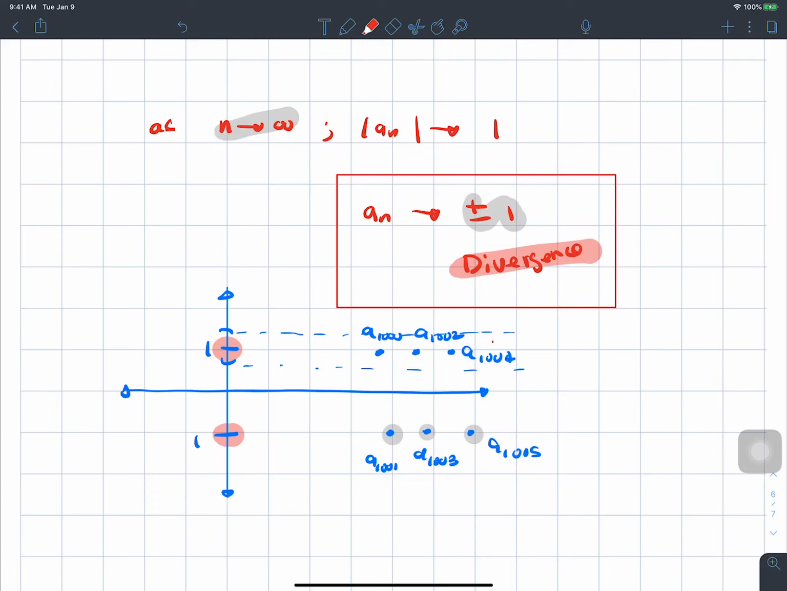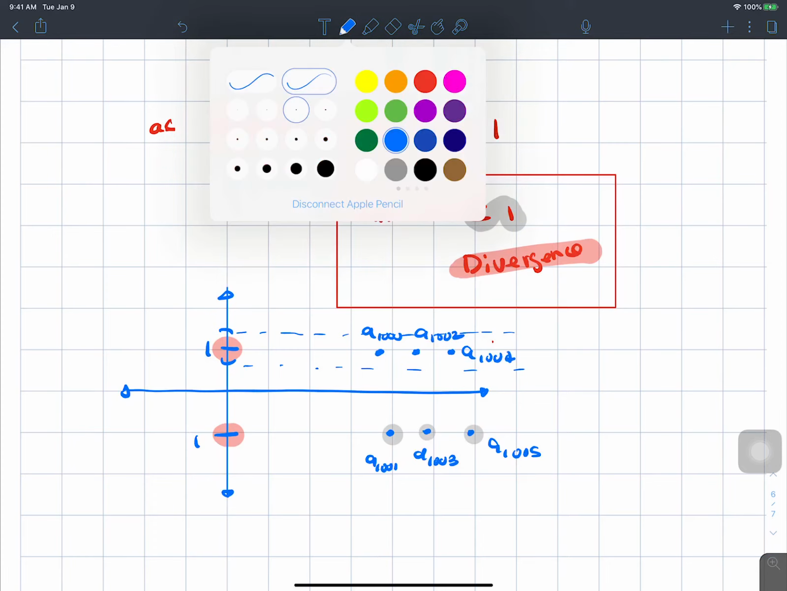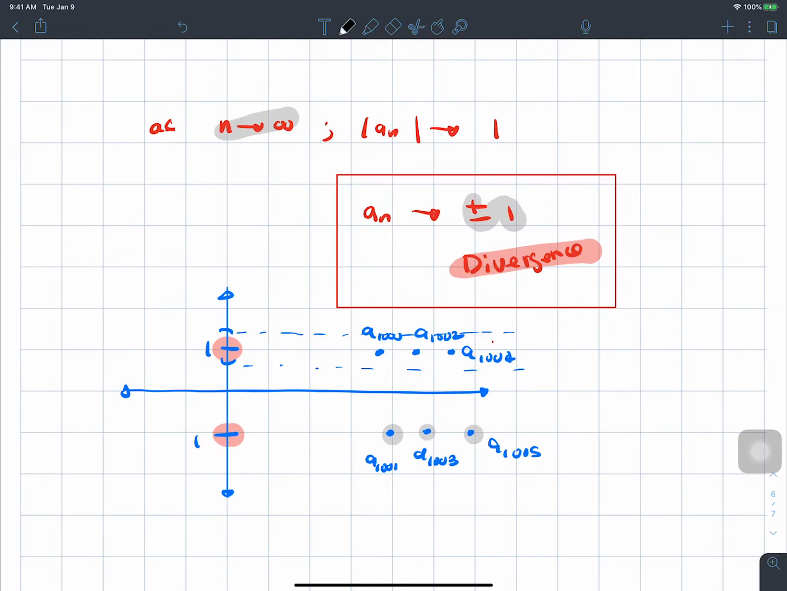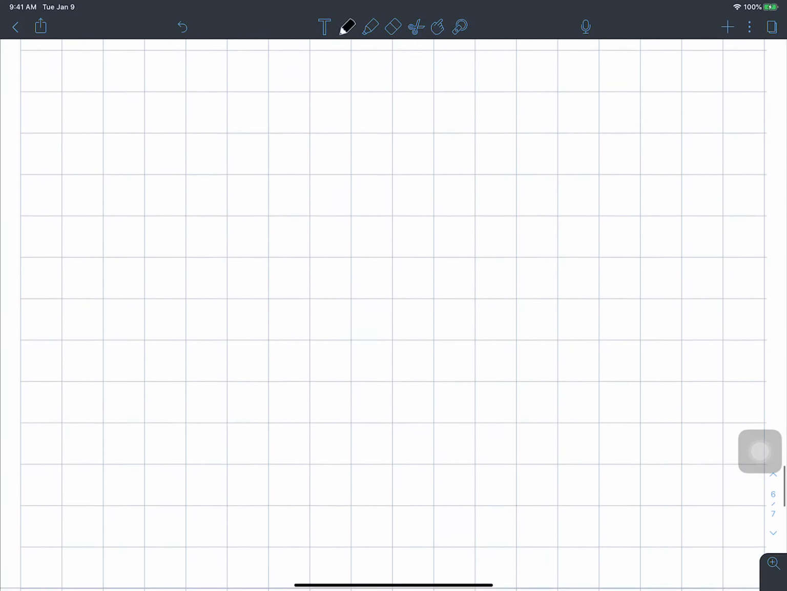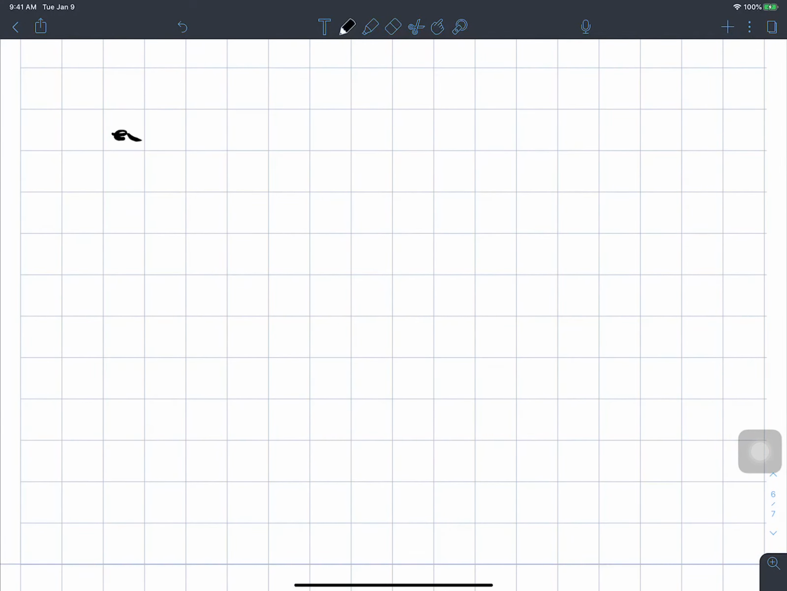Beautiful, beautiful example. I love this one. So this is pretty deep, ladies and gentlemen, this example. All these examples we're doing are pretty good. So let's take a look at the next one.